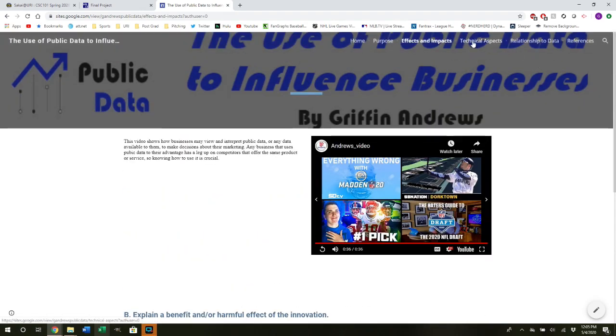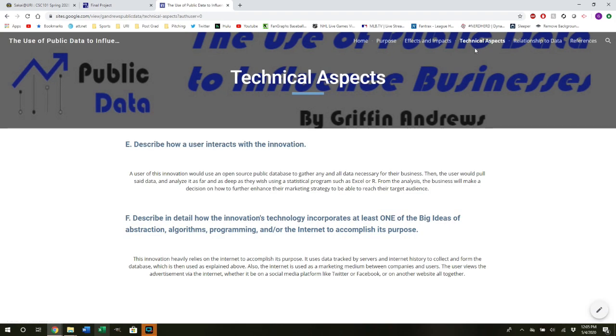Okay, moving on to the technical aspects part of this website up here on this tab. Prompt E is to describe how a user interacts with this innovation, which is quite simple actually. The user would access an open source public database to be able to gather any information available to them that they may want about their business or a certain demographic or whatnot. Maybe not their exact business yet, if it's completely public right now, if they're a startup, because they wouldn't have anything tracked. But information about the people who search for similar things regarding their business.